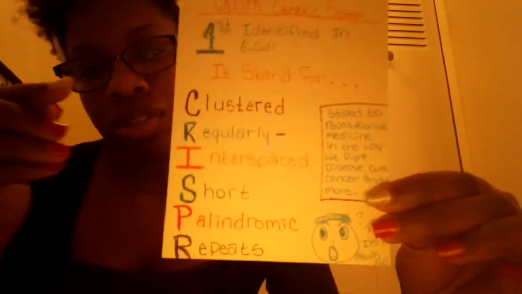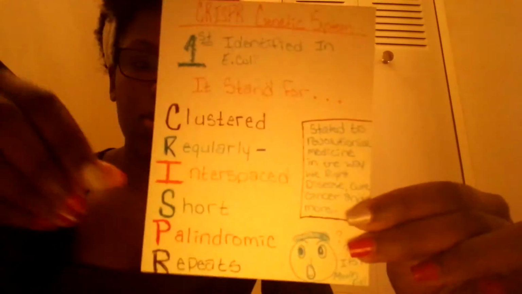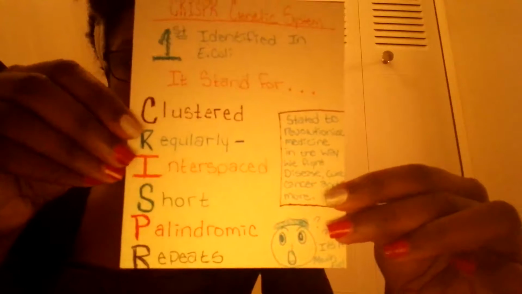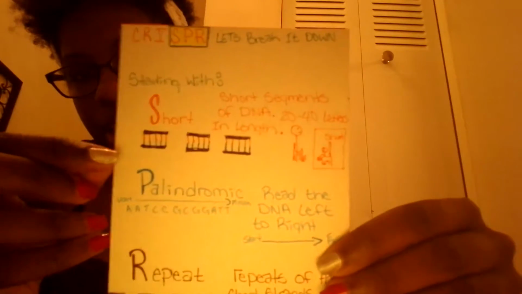I know that it's a mouthful, so I am going to start by breaking each letter down for you. Starting with the SPR, the S stands for short. It is a short segment of DNA. The length is no shorter than 20 letters and no longer than 40. So you have your short strands of DNA.